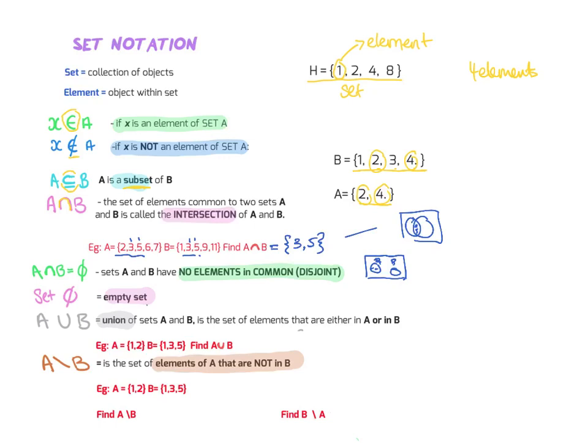When we see A backslash B, that means you want the set A, all the elements in A, but not the ones in B. So if you look here, the elements in A that are not in B would equal 2. Okay, when we say find the elements in B, excluding or not including the ones in A, that would be 3 and 5, because the 1 is in A.